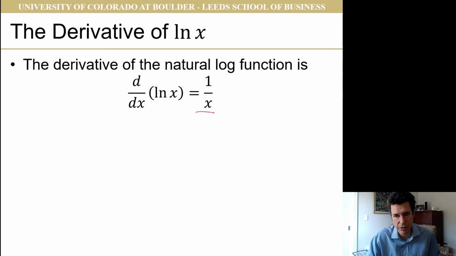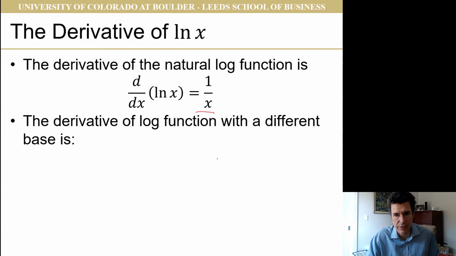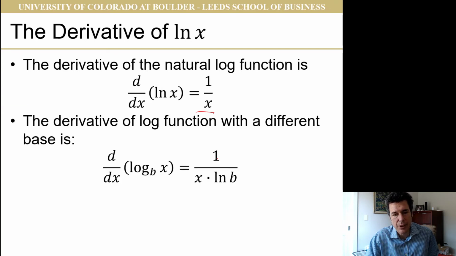Again, relatively straightforward. We could also have the log base b, and the derivative of that is 1 over x times ln of b. Ln of b now is in the denominator, whereas with e to the x it was in the numerator.